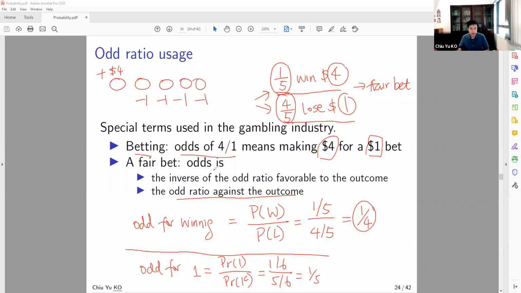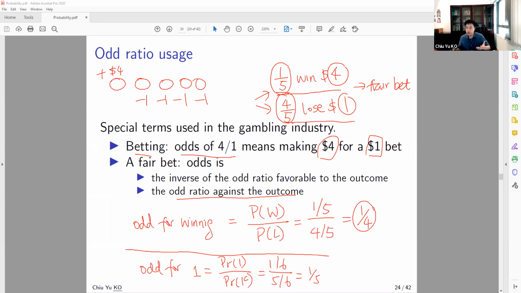Against, you just reverse it. You can see the against because it's the ratio. The odd against the winning is exactly the odd ratio you see. Is it clear? Because when you reverse this, it is exactly 4-1. Okay, any more questions?